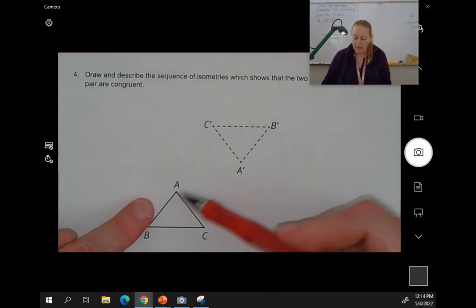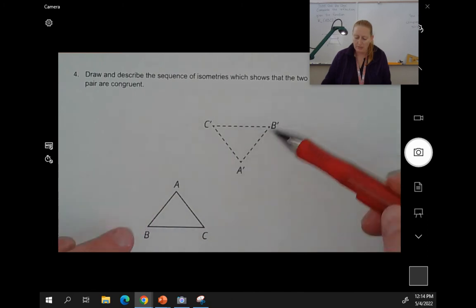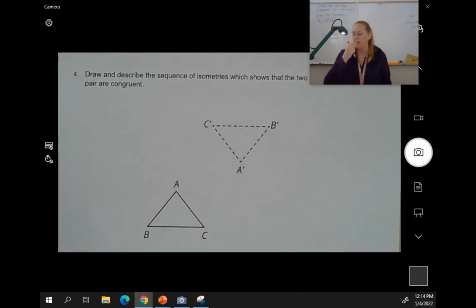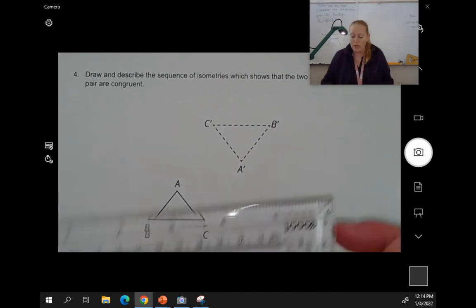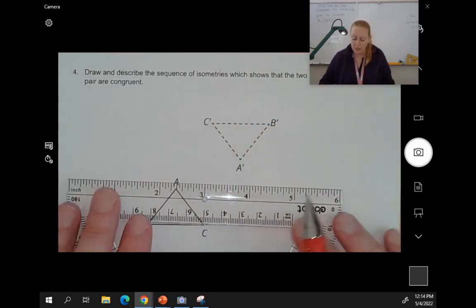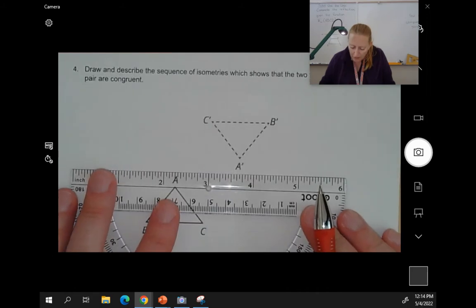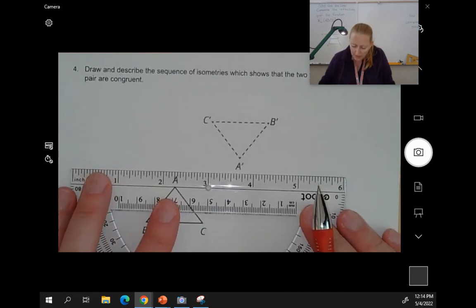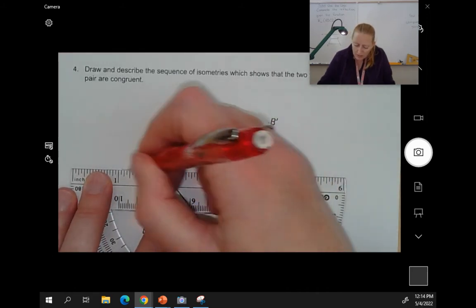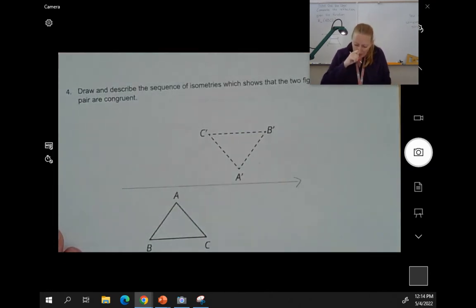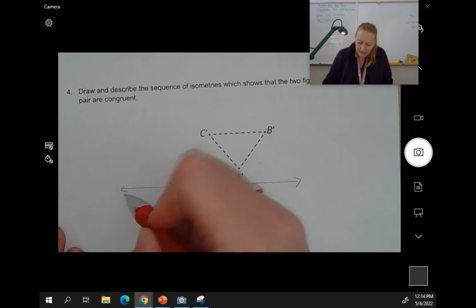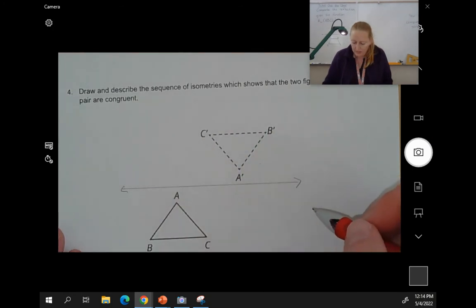Well, if I go from A to A prime, and I can see that B's back here, C's back there, C prime, B prime. So here's my original, here's my new guy. So first of all, it looks like I flipped it up, doesn't it? So I'm gonna point that out first, and this isn't gonna be perfect. It's kind of an estimation, but it looks like I've got a line of reflection, right? Like this. We'll call that line M.